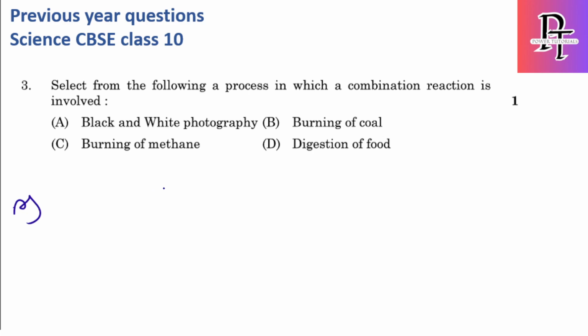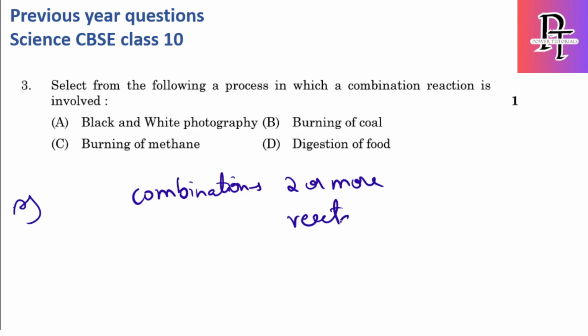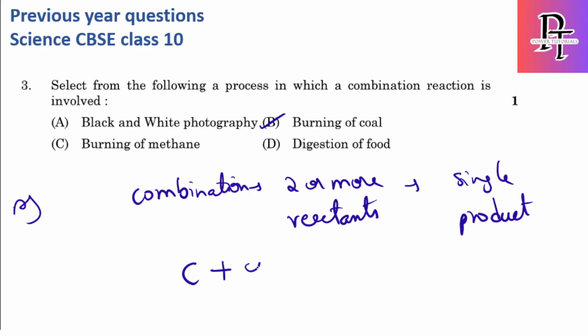In which a combination reaction is involved. So what is a combination reaction? A combination reaction is the combination of two or more reactants to a single product. Okay, so burning of coal is a correct example of combination, because burning of coal means C plus O2 gives rise to CO2 and a lot of heat will be released. Okay, this is an example for combination.